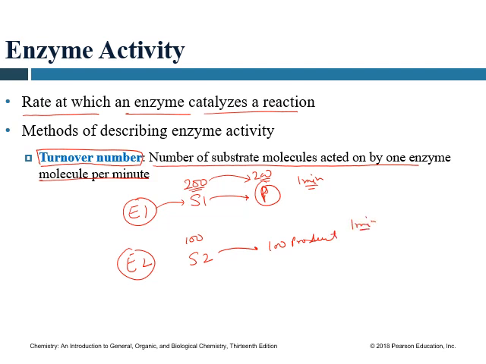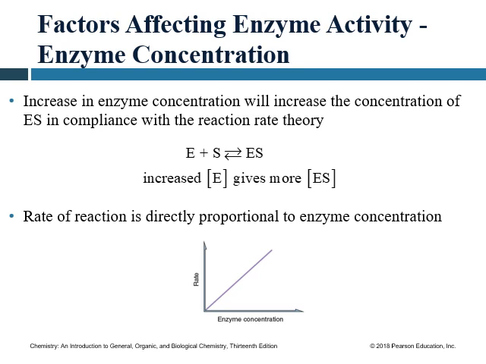So that means the activity of enzyme 1 is greater than the activity of enzyme 2, or you can say the turnover number of enzyme 1 is higher than the turnover number of enzyme 2. So this is how we normally calculate the rate of the enzyme or enzymatic activity. There are certain factors that can affect enzyme activity, and we're going to talk about all these factors. What are the factors that can affect the rate of a biological reaction?